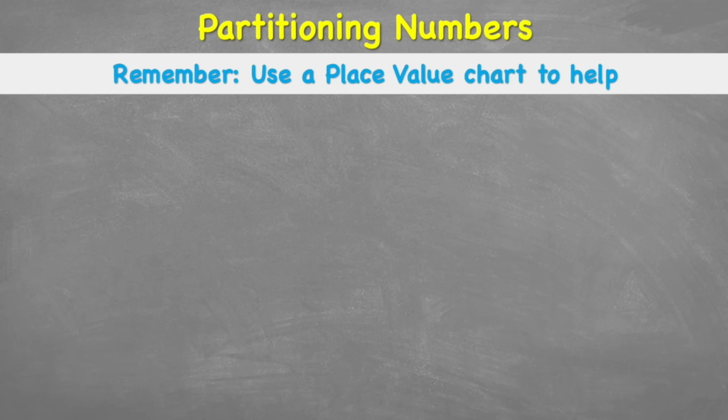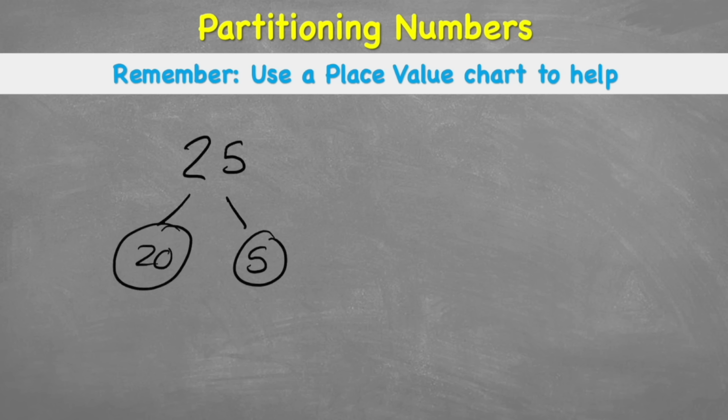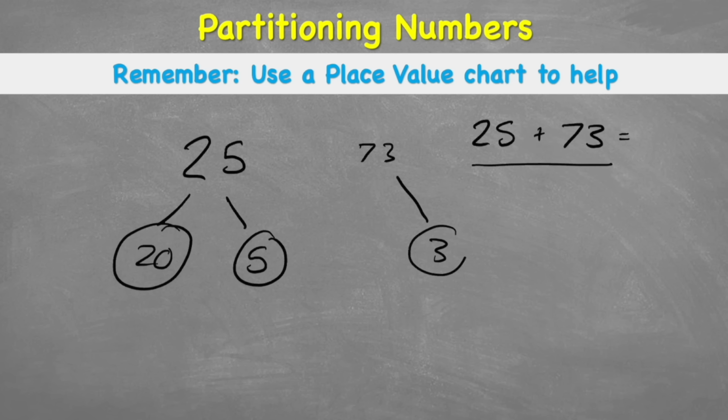But why is partitioning numbers helpful? Well, let's have a look again at a simple one. Let's have a look at 25. And I'm going to break it into a 5 and a 20. And let's imagine I had a question like 25 plus 73. And I didn't want to do this using column method. I wanted to just do it quickly in my head or using a different strategy. So I could get my 73, and I can remember that that is now a 3 and a 70. And now all I would need to do is add these numbers together, which would be much easier.